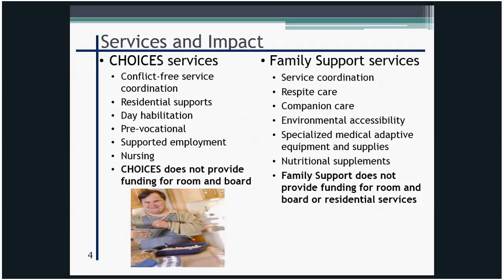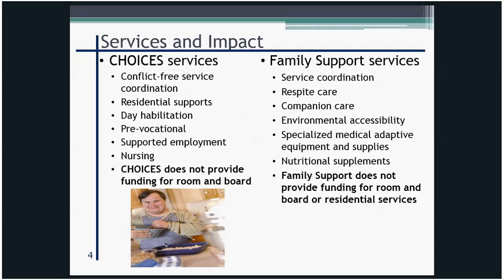The next slide gets into greater detail of two of our largest programs, the Choices Waiver and the Family Support Waiver, and it describes the services that are provided within each. You'll notice both waivers, as with all Medicaid waivers, don't fund room and board. That is not allowable through waiver programs, and so a person's room and board, if they're receiving a residential service, is funded through their benefits, typically through their SSI payments.